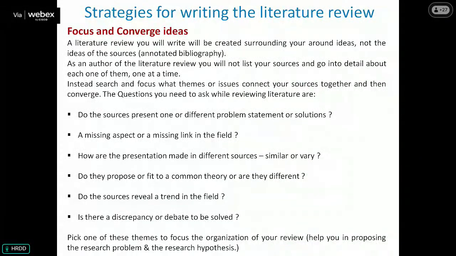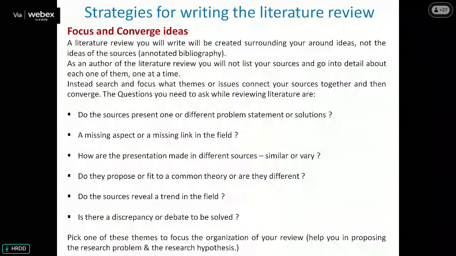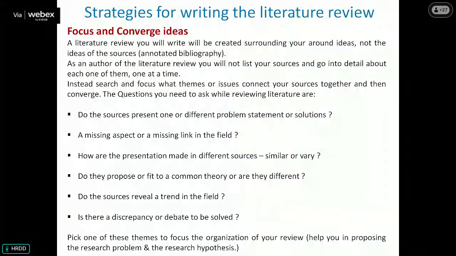A literature review you will write will be created surrounding your ideas, and not the ideas of the sources. Okay, so it is your idea. You have to bend that review, the findings of the article according to your idea. As an author of the literature review, you will not list the sources and go into detail about each one of them one at a time. So not like that. Instead, search and focus what themes or issues connect your sources together and then converge.